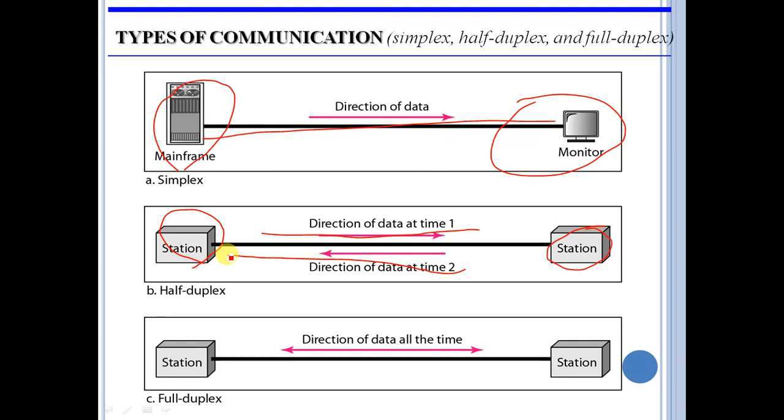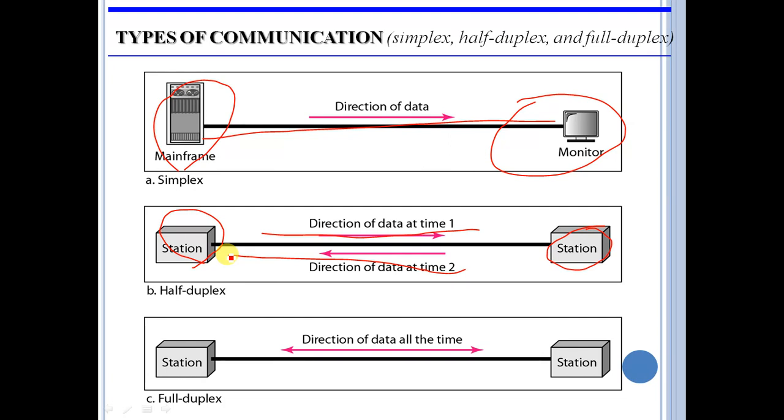For example, a transceiver or walkie-talkie set. Each station can transmit and receive but not at the same time. When one device is sending, the other one is receiving and vice versa.